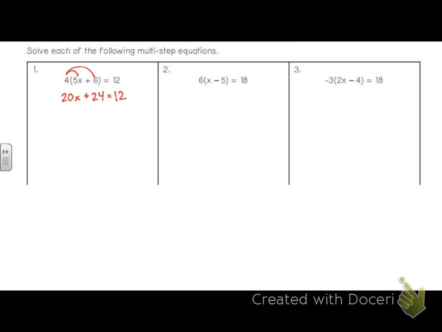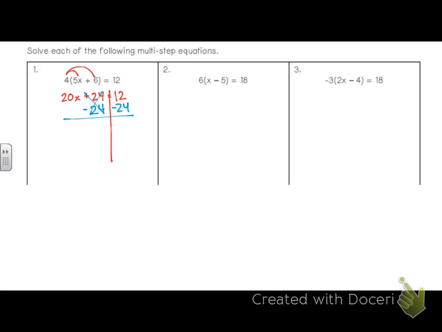Now I'm down to my two-step equation. So I'm going to keep my equation balanced. I'm going to draw my line down my equal sign so I can see that I'm doing it to both sides and keeping it balanced. First, undo addition or subtraction. So here we have adding 24. So I'm going to undo that by subtracting 24 from both sides. What I do to one side, I must do to the other side of the equal sign.